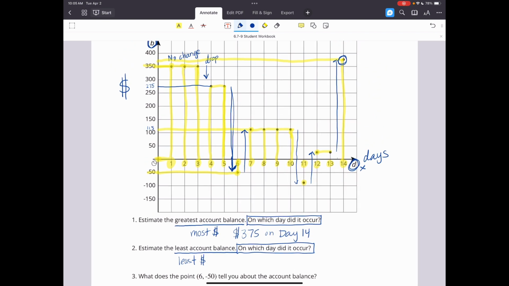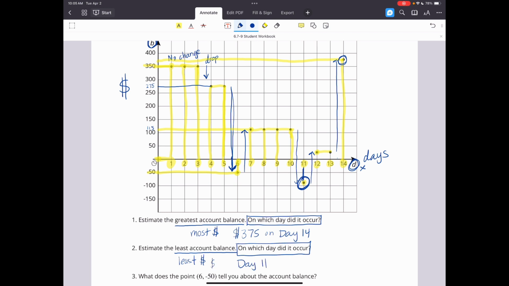So the lowest dot on this axis here, the lowest dot is in the negatives, and that lowest dot is right there. And so it looks like it's about -90 or -80. But again, the question is, what day did it occur? And so we have to pop back up to our axis that says our days. Our D-axis is on day 11.